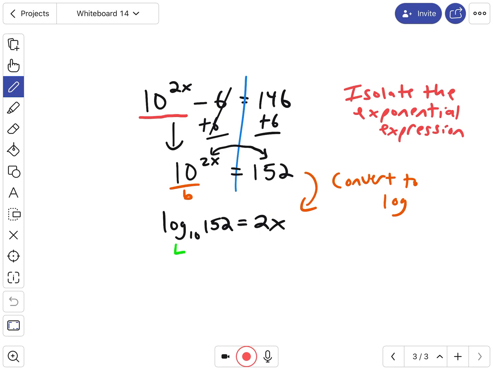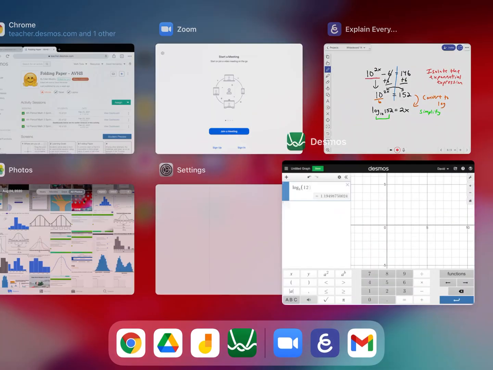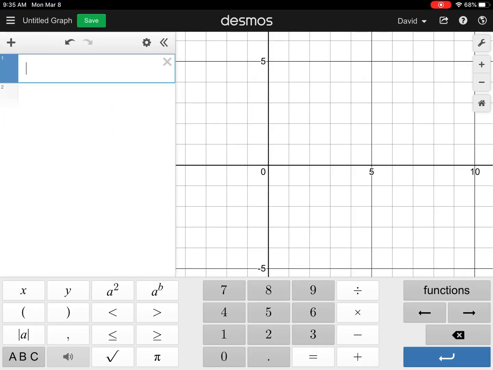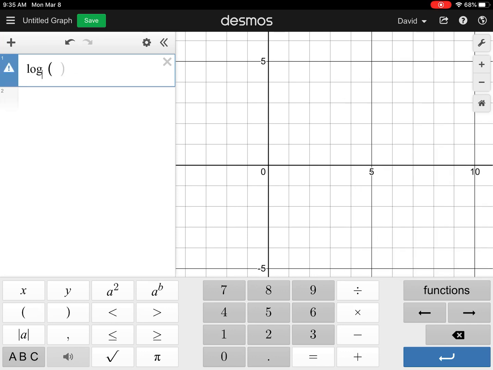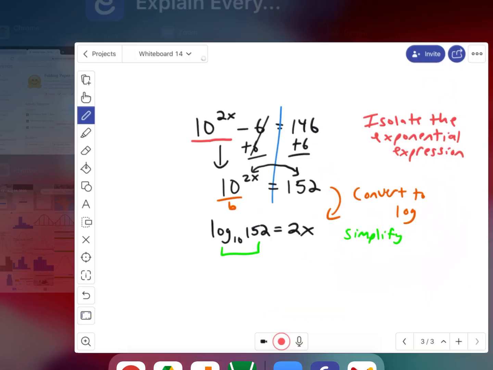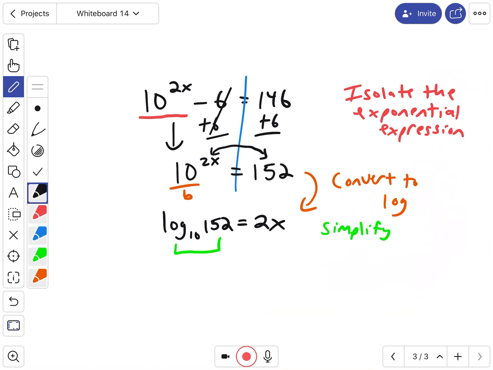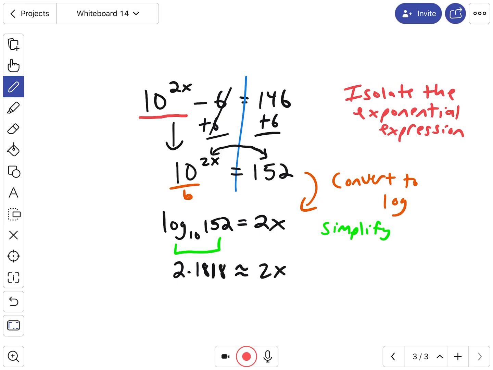And so now we could actually put this in the calculator. We're going to simplify this. So log base 10, 152. Okay, 2.1818. So that's an approximation. So I'm going to use these two squiggly lines to represent that as an approximation. And then we're going to go ahead and solve.